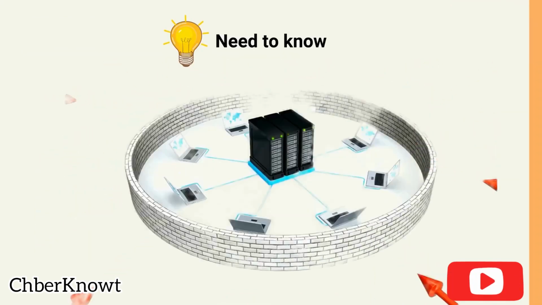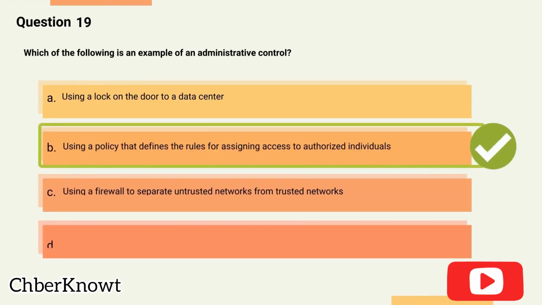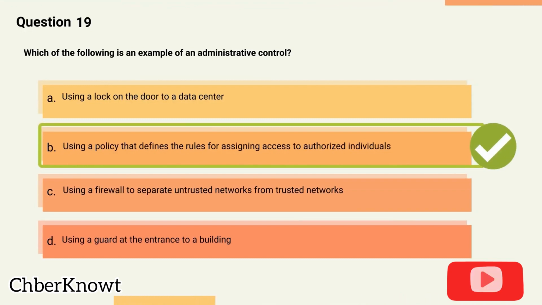Explanation. Defense in depth. Question 19. Which of the following is an example of an administrative control? Option A. Using a lock on the door to a data center. Option B. Using a policy that defines the rules for assigning access to authorized individuals. Option C. Using a firewall to separate untrusted networks from trusted networks. Option D. Using a guard at the entrance to a building. The correct answer is Option B. Using a policy that defines the rules for assigning access to authorized individuals.